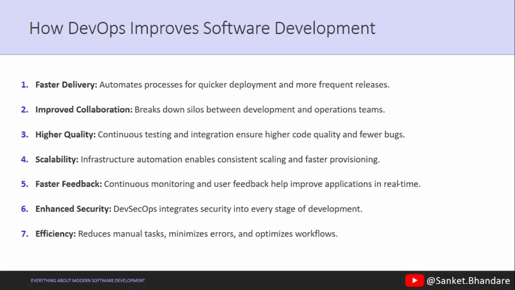is higher quality. Continuous testing and integration ensures higher code quality and fewer bugs. Fourth one is scalability. Infrastructure automation enables consistent scaling and faster provisioning. Fifth one is faster feedback. Continuous monitoring and user feedback help improve applications in real time.